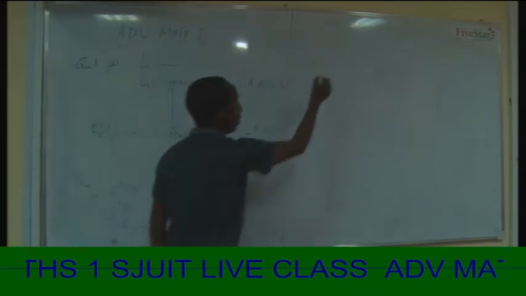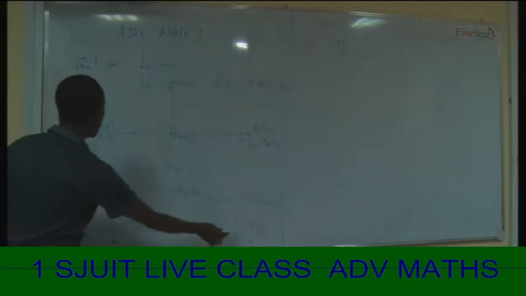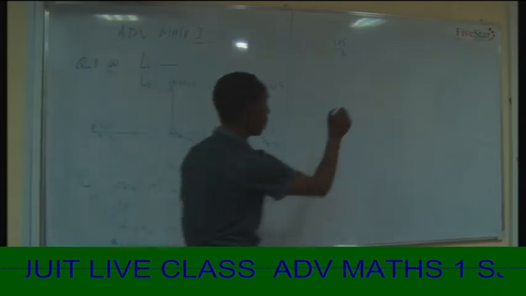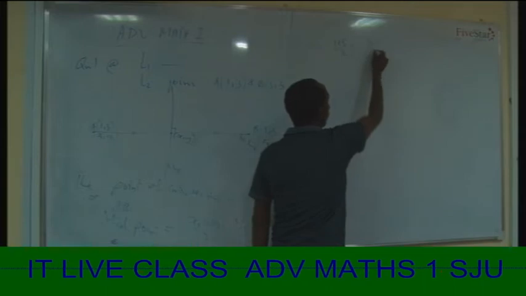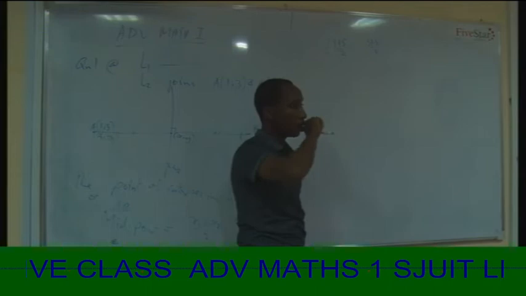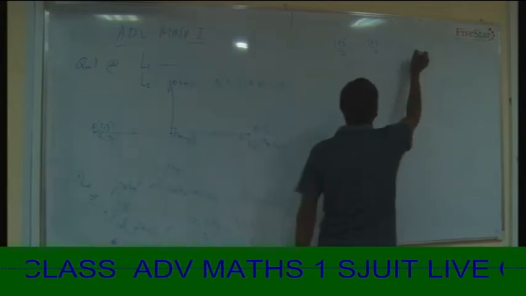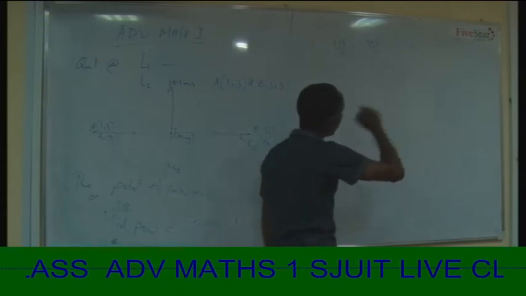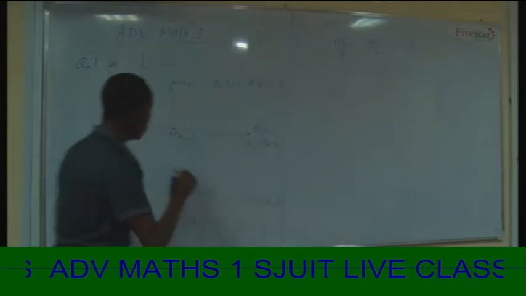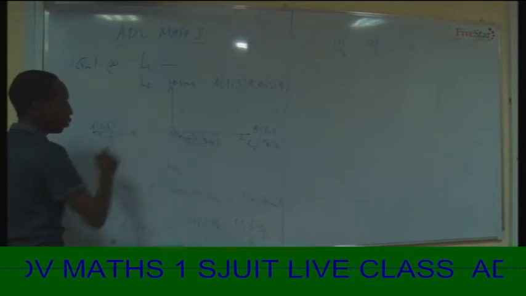So our midpoint will be equal to: our x1 in this case is 1 and our x2 is 5, so it is 1 plus 5 divided by 2, comma, our y1 is 3 and y2 is 5, so it is 3 plus 5 divided by 2. 1 plus 5 is 6, 6 divided by 2 is 3, and 3 plus 5 is 8, divided by 2 is 4. So we have the midpoint, which is 3, 4. This is the point of intersection between the two lines.